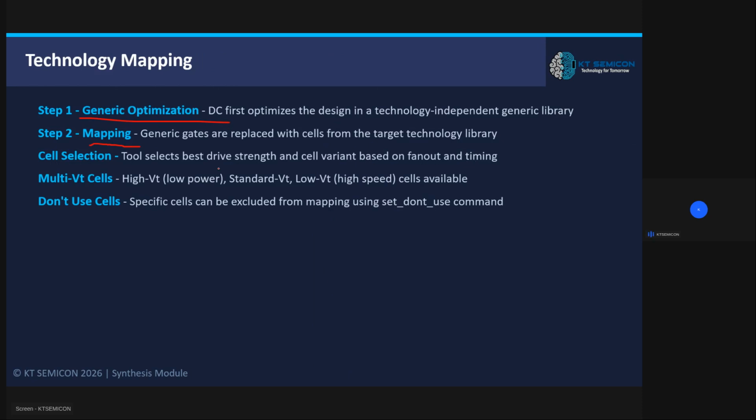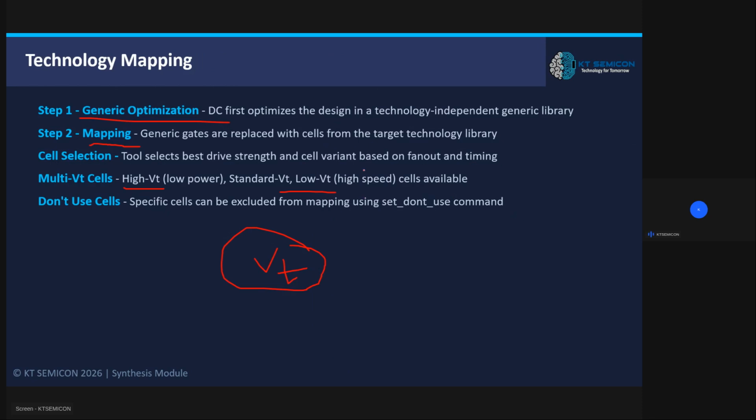And cell selection means, for a particular AND gate, which type of AND gate we use, what the best drive strength of that particular cell is, and which type of voltage cell it will take, high VT or low VT. So these are complete things related to technology. Here we have high VT and low VT, where VT means threshold voltage. Threshold voltage means that after that voltage, a transistor is going to work, correct?